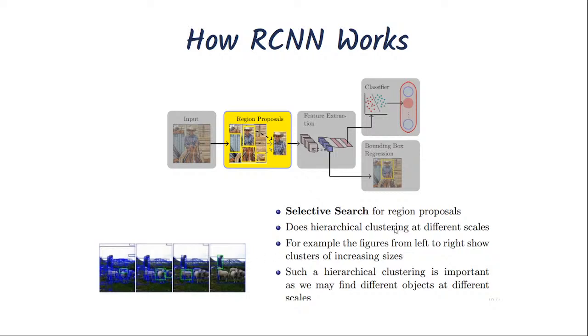Clustering is nothing but grouping of similar pixel values, grouping of similar data. So you have the input, you estimate the regional proposals, you extract the features, apply a CNN classifier, and apply the regression. The CNN classifier will give you the class and the regression will give you the bounding box. This is how RCNN works.